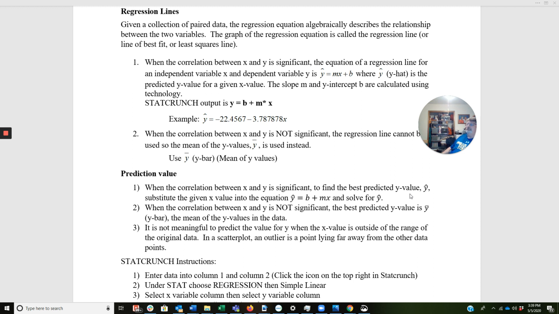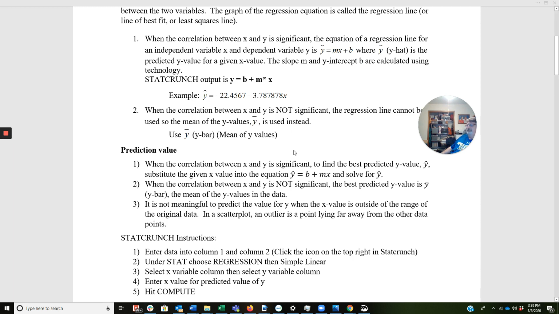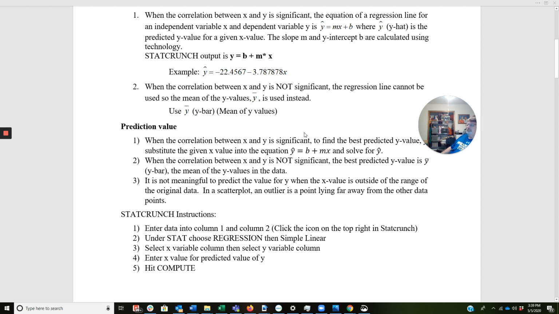When the correlation between x and y is not significant, the best predicted y value is y bar. Y bar is the mean of the y values in the data. And remember what we learned in the last video, it's not meaningful to predict the value for y when the x value is outside of the range of the original data. In the scatter plot, an outlier is a point lying far away from the other data points.